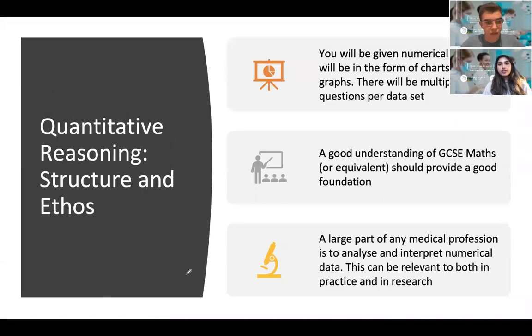So the third section that we're going to go through is quantitative reasoning. This is the numerical side of the UCAT. You'll be given numerical data in the form of charts, tables, or graphs, and there will be multiple questions per data set.